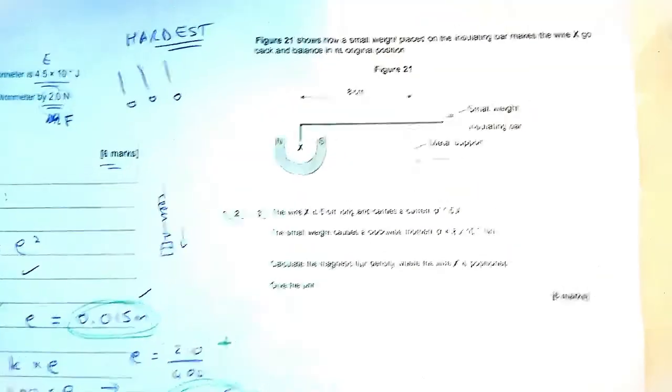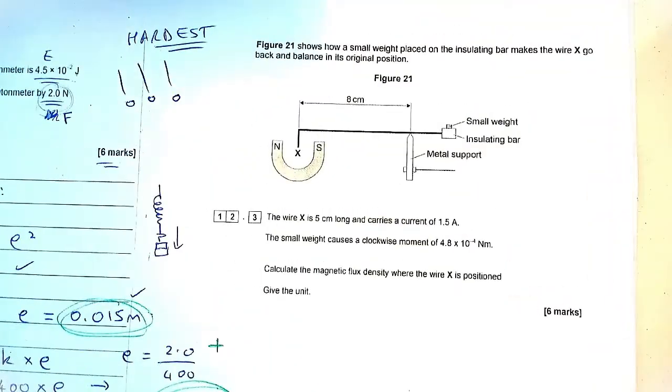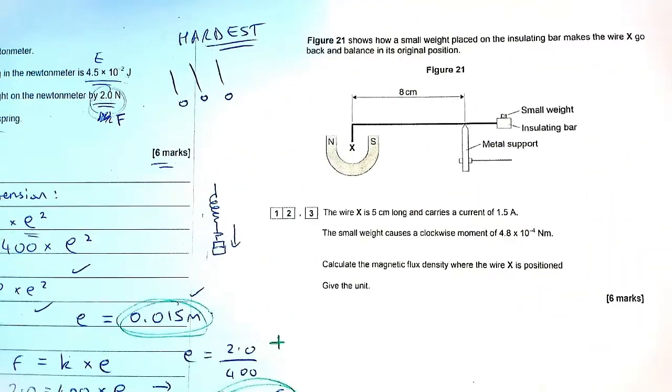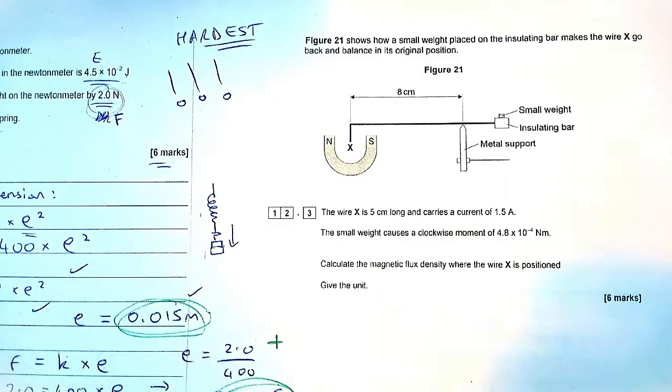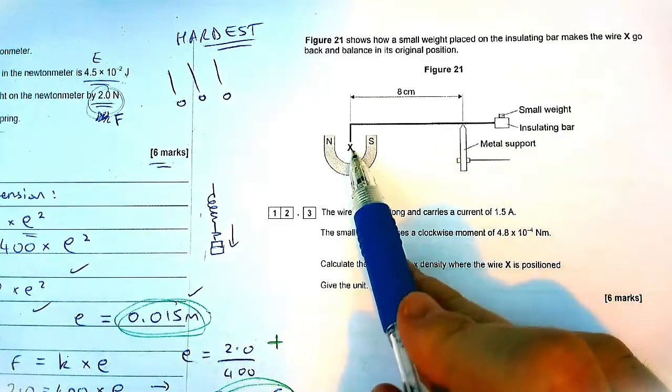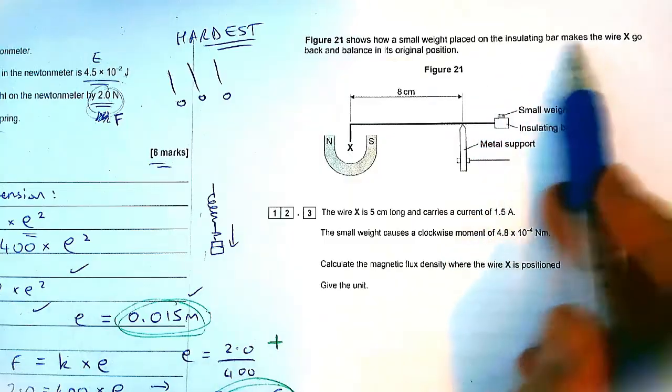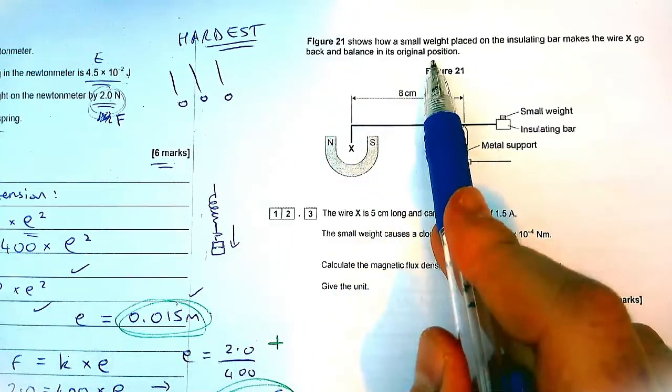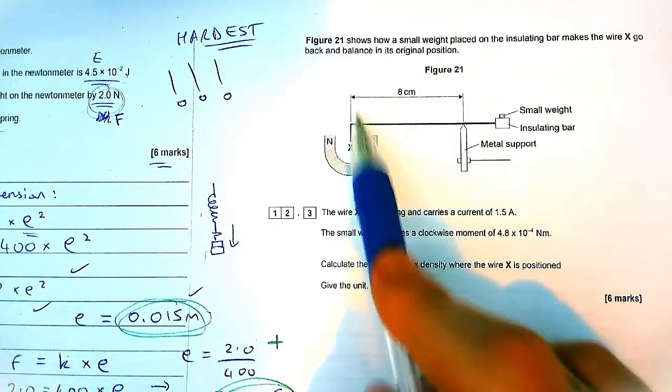Okay, so let's have a look at what we've got. We've got a situation here where we've got a small weight placed on a bar with wire X, which makes it balance in its original position. It says it's 8 centimeters away from a metal support. There's a weight, there's an insulating bar, and there's the wire there. The wire's kind of coming out from the page, if that makes sense.